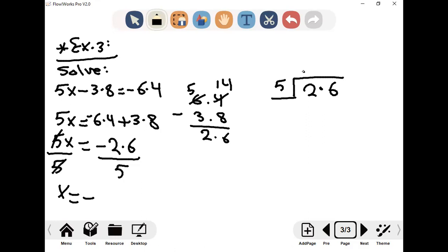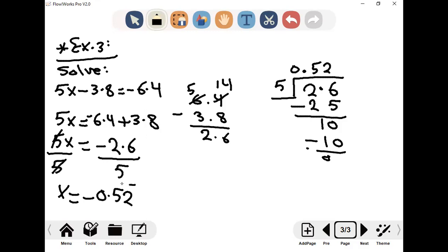Now we have the whole number 26. 26 divided by 5. 5 multiply 5 is 25. Subtract. Now, because I have a decimal, I can add 0, right? 10 divided by 5 is 2, and here 0. So the answer is negative 0.52. This is the value of x. Done? Negative 0.52.